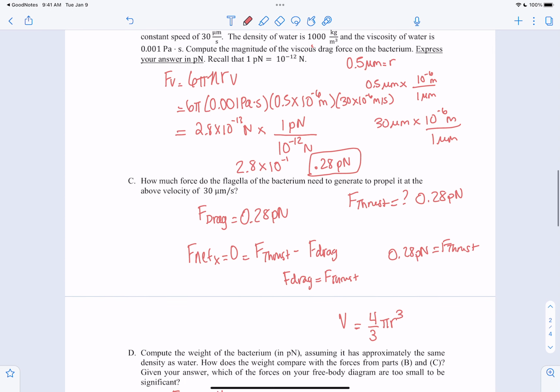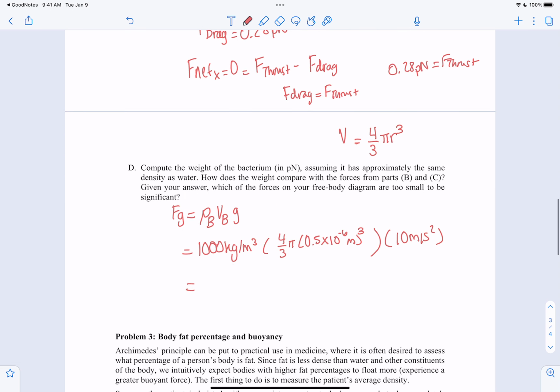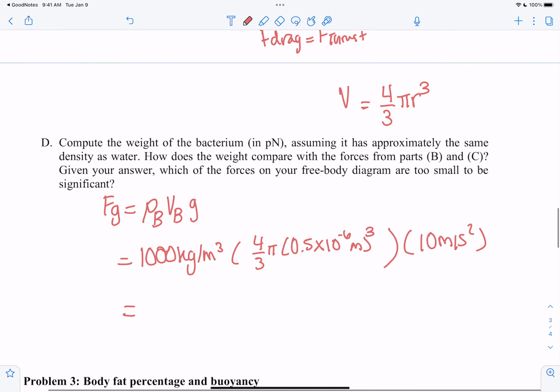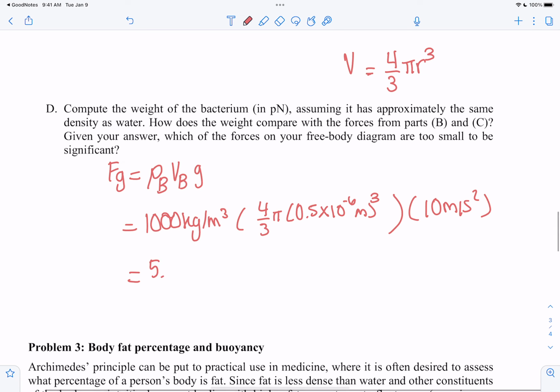I got 5.24 times 10 to the negative 15. I believe that should be correct. Anyone want to dispute that or check, or anybody else get the same answer? That's what I got, but I just like to double check in case I messed something up.